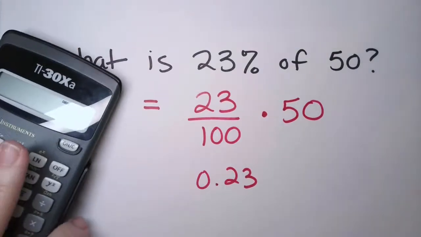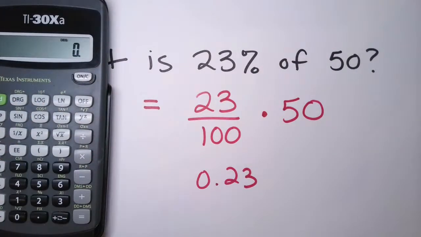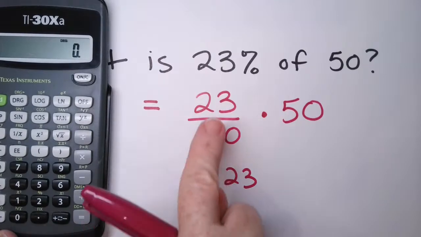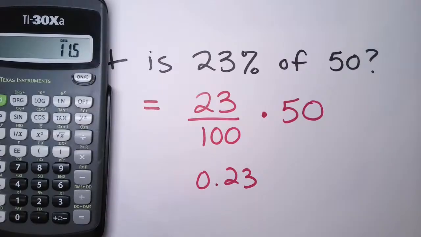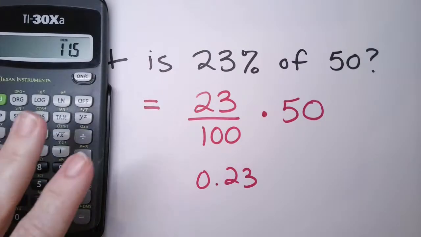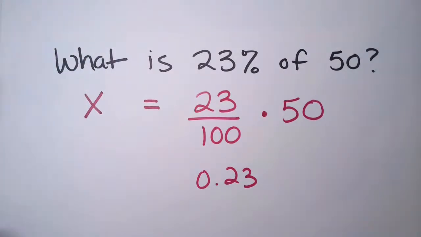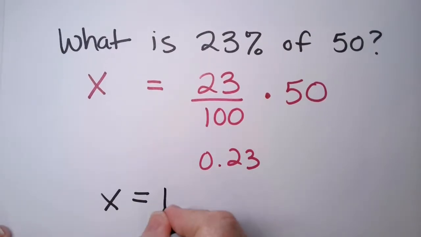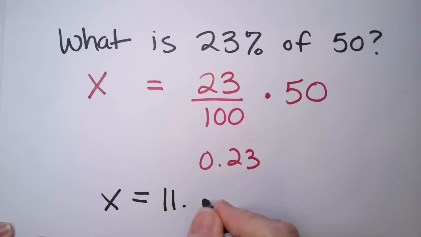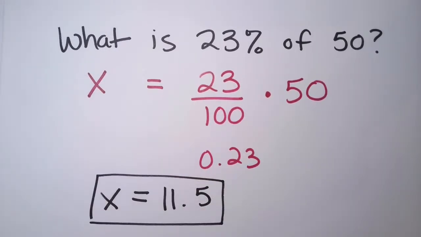Remember, you're doing classes with a calculator, so be sure to get it out. So 23 divided by 100 is 0.23, times 50. I have 11.5. So x equals 11.5. Okay, so that was question number 1. We're going to do 3 of these for review.